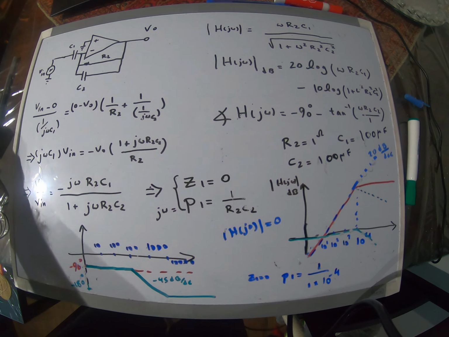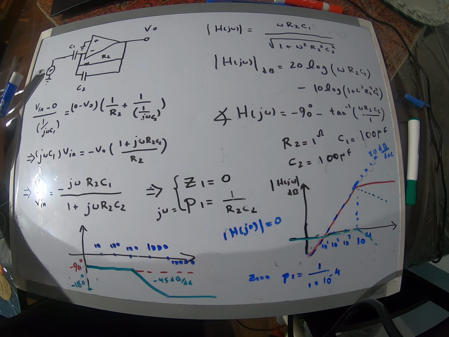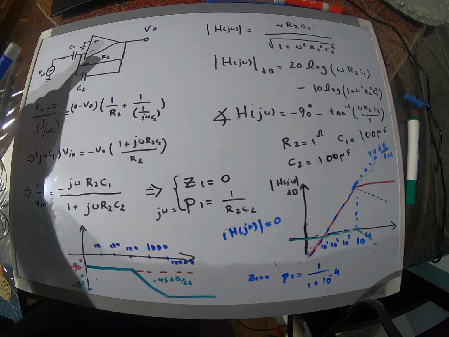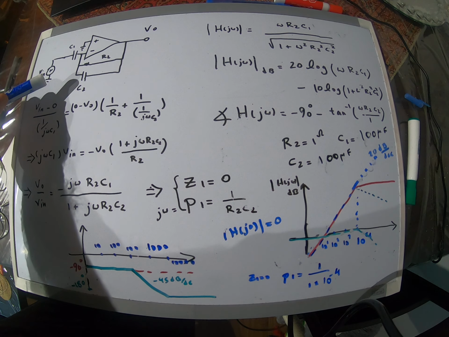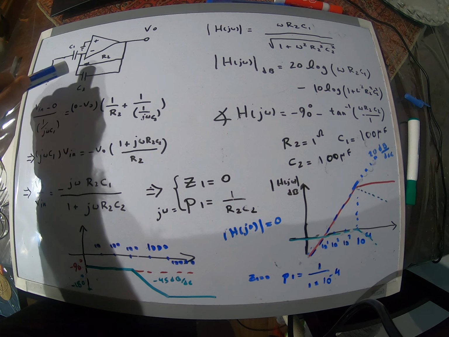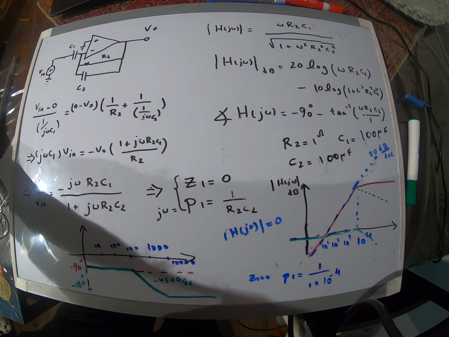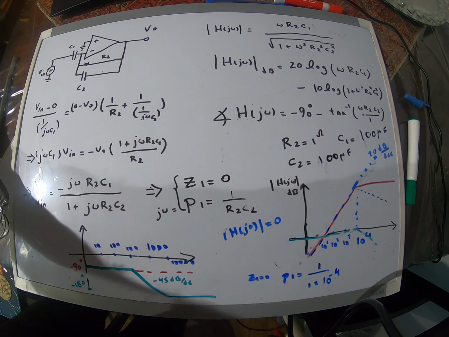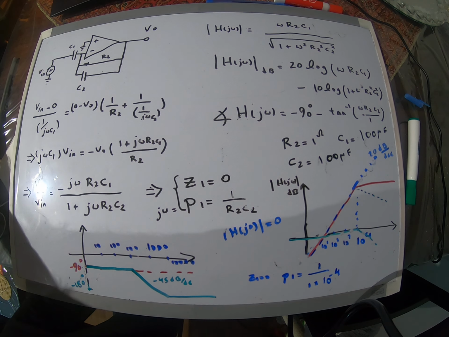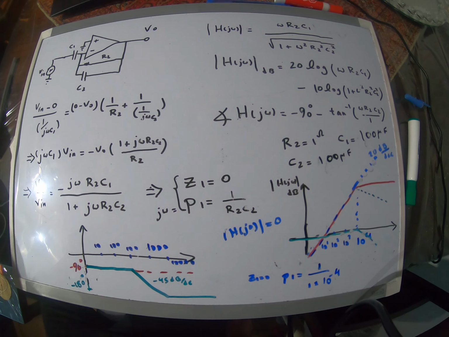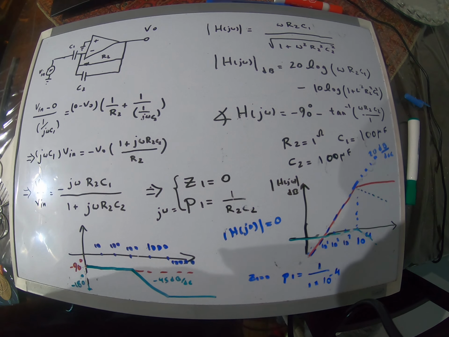Okay, hello again. I changed the last circuit a little bit to a slightly more complicated circuit with another capacitor here, and I wanted to show you how to draw the Bode plot and how to analyze this circuit. So first of all, what I did was finding the transfer function.